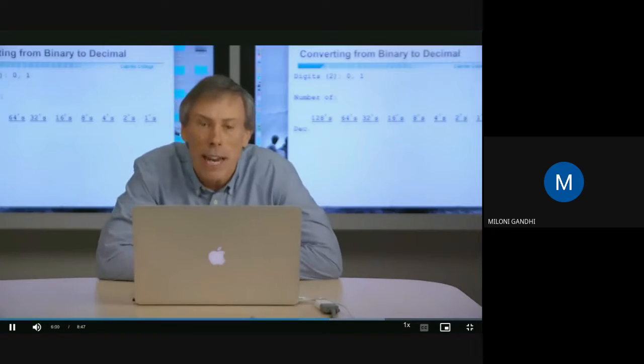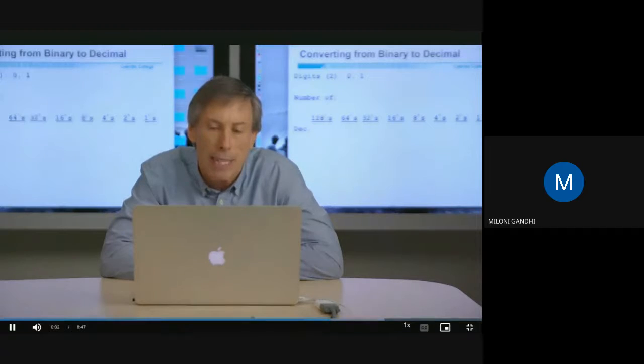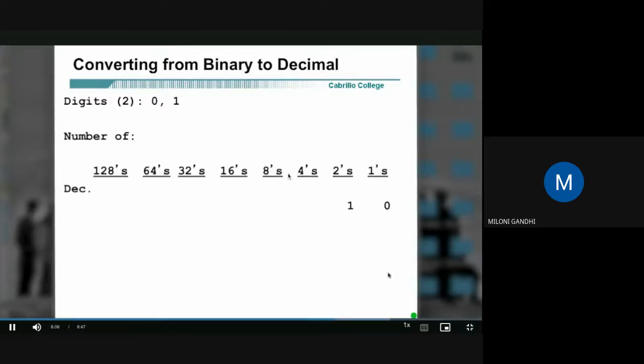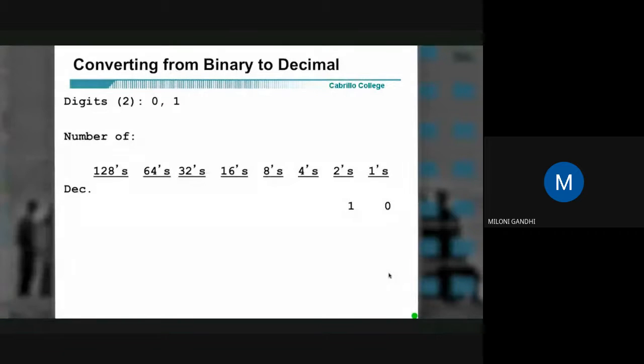So let's look at how to convert from binary to decimal. It's very simple. Given this binary number, what would be the decimal equivalent? You're right. All we have to do is add up wherever we have a 1, add up that column. We have 1 in the 2s, 0 in the 1s. That gives us 2.